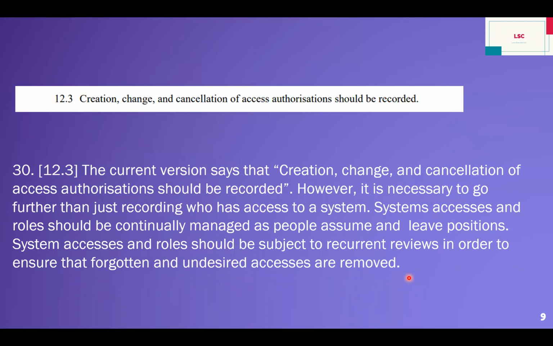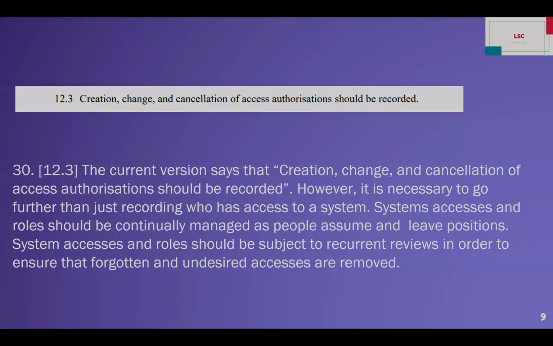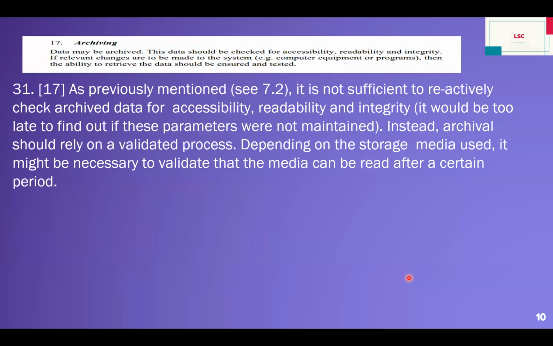So this is a very good point given by the concept paper. Now point 17, archiving. Archiving we all know: data may be archived, which means this data should be checked for accessibility, readability, and integrity. If relevant changes are to be made to the system, that is computer equipment and programs, then the ability to retrieve the data should be ensured and tested. So this is what is written on archiving.